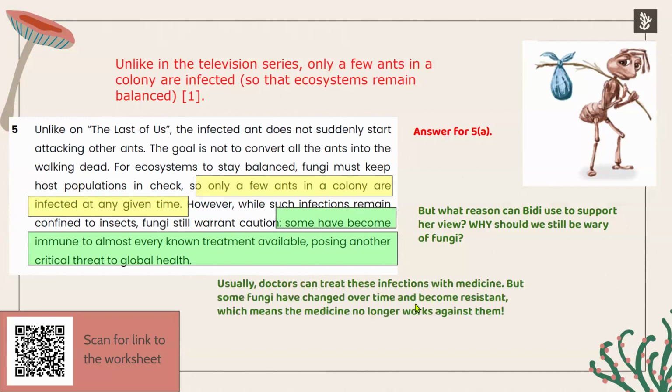So basically the TLDR for this, what does it mean that they're immune to all of this? Why would it be a critical threat, right, to global health? So usually doctors are able to treat certain infections with medicine, but some fungi have changed over time. They've become more resistant, which means the medicine no longer works. So this makes them really dangerous because they can spread, they can become harder to cure. And so if you're infected with a particular kind of fungi, and the fungus is resistant to the medicine, then it's going to be difficult to cure, if not impossible.